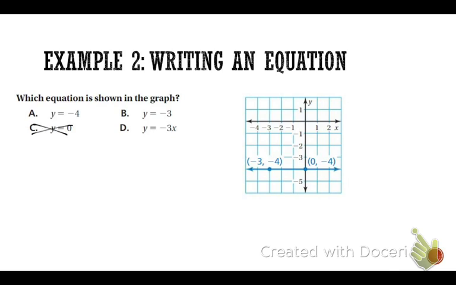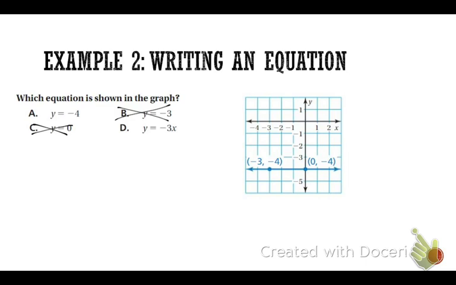Okay, which one also is it not? Isaiah? B, y equals -3. Very good. Why is it not y equals -3? Because the point's not on -3. Because the point would be on -3, right? And there's no point on -3, so it's definitely not B.